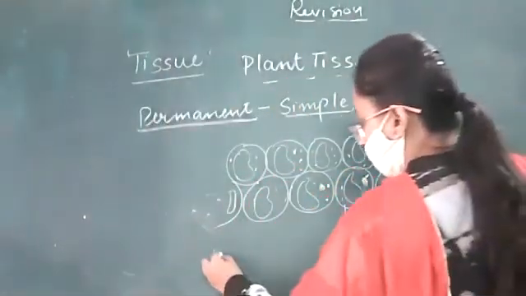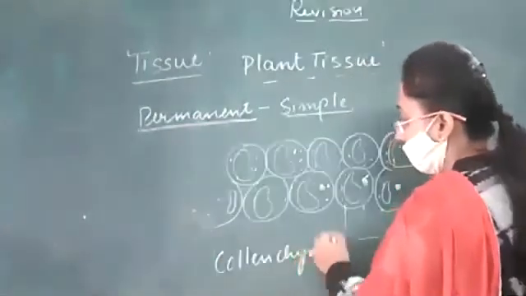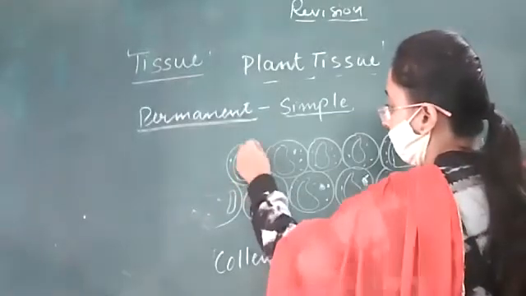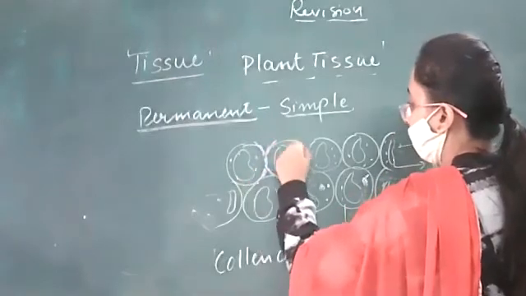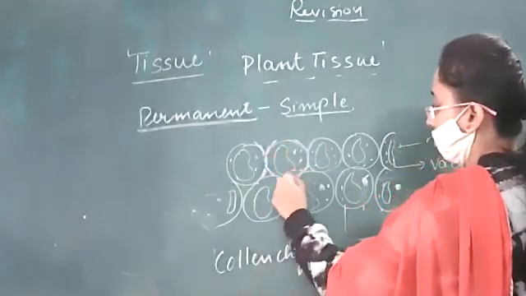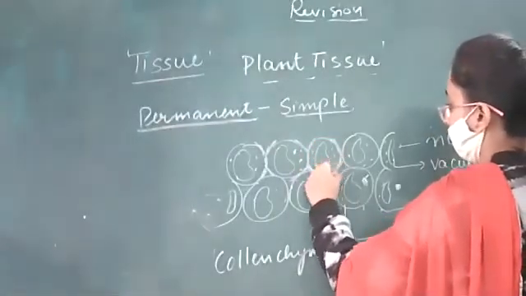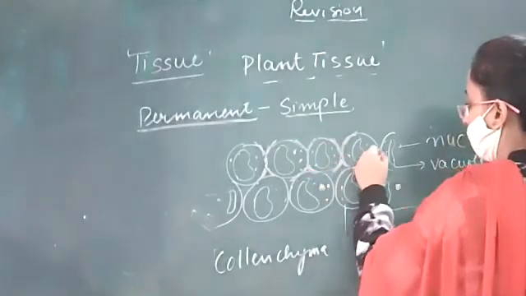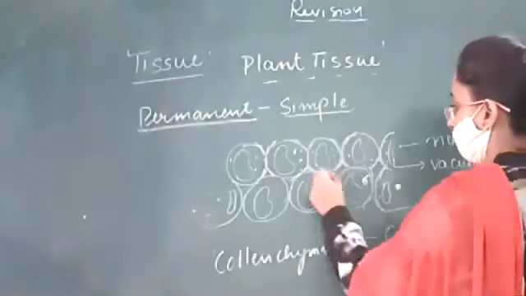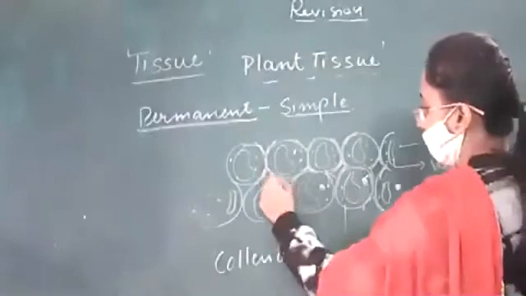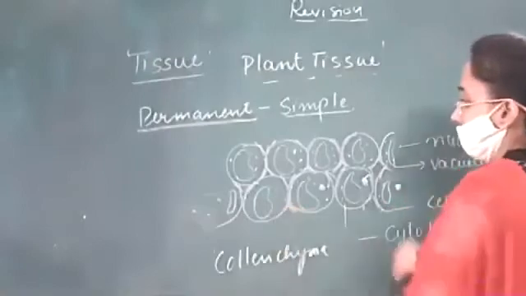So here I am changing only collenchyma. The collenchyma has the thickening on the walls. These thickenings are irregular and at the corners. They are at the corners and they are not regular ones. And these thickenings are because of the pectin. Okay.